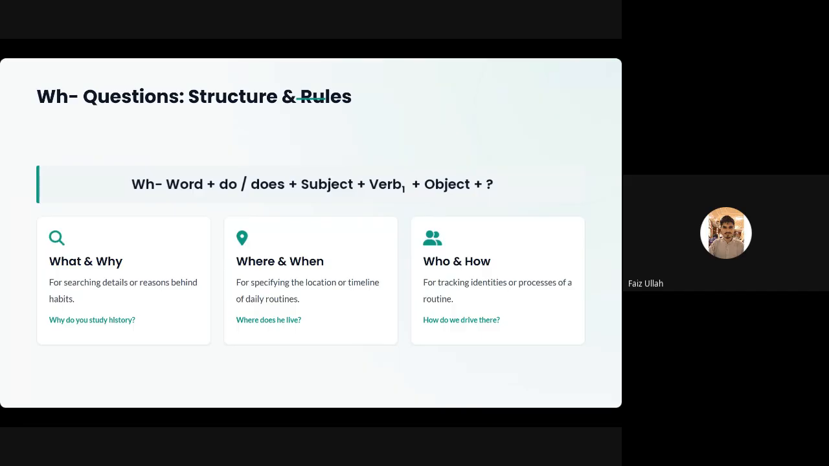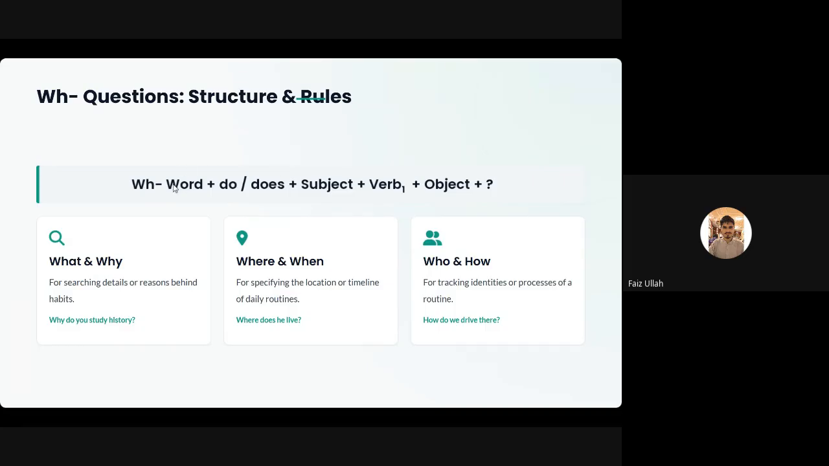For WH questions, you need to keep this in mind: first of all, we use a WH word, then we use do or does. Again, the structure is the same, only with a WH word. WH words means what, why, where, when, how. You just need to use who, why, where, when, and how at the start of the sentence.